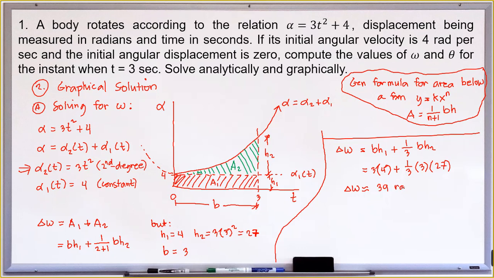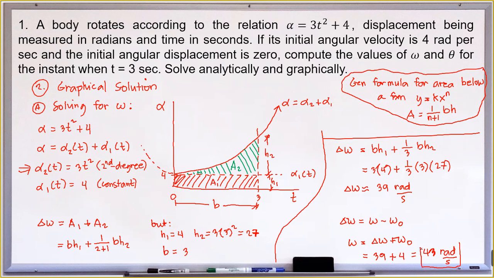Okay, rad per second. Our answer in the analytical solution is 43. So this is not yet the final, because this is just the change in the angular velocity. What we want to find is W, the final velocity at t equals 3 seconds. Remember that the change in the angular velocity is equal to the final velocity minus the initial velocity. So to solve for the final, W equals the change in angular velocity plus the initial velocity. So our change in angular velocity is 39 plus our initial velocity, given as 4 rad per second. So 39 plus 4, the answer is 43 radians per second.